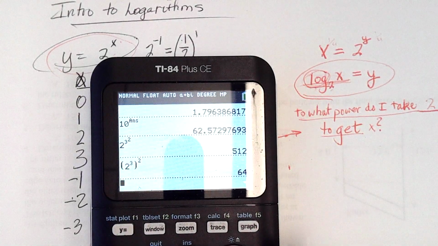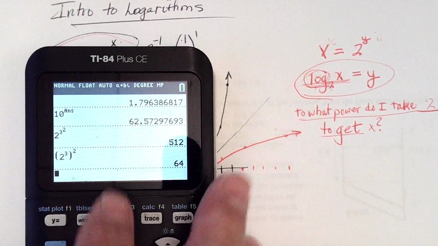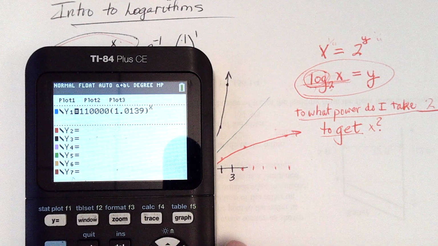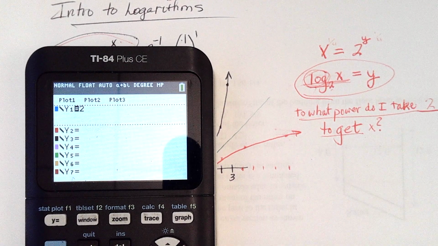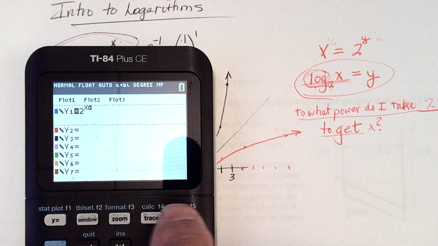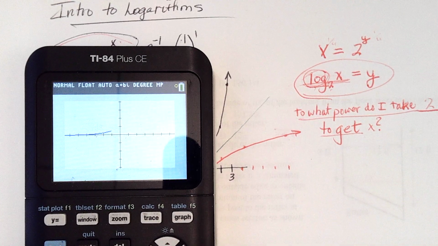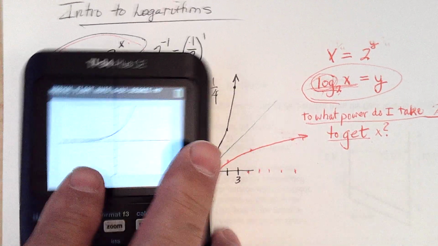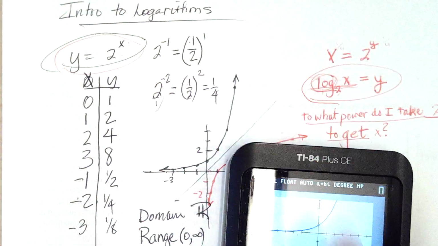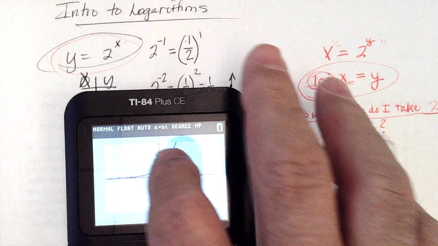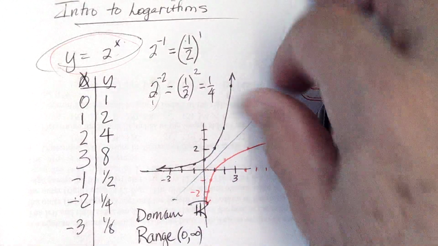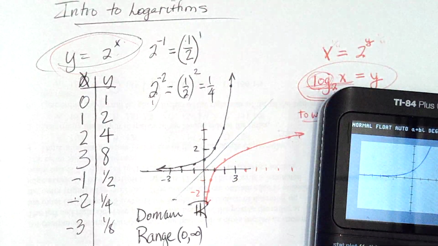So if I come to a calculator or Desmos, I can type in y equals 2 to the x. And if I go zoom 4, we can see that it looks like what I drew here. Not as much. It only goes up to 4, so it only gets that far.